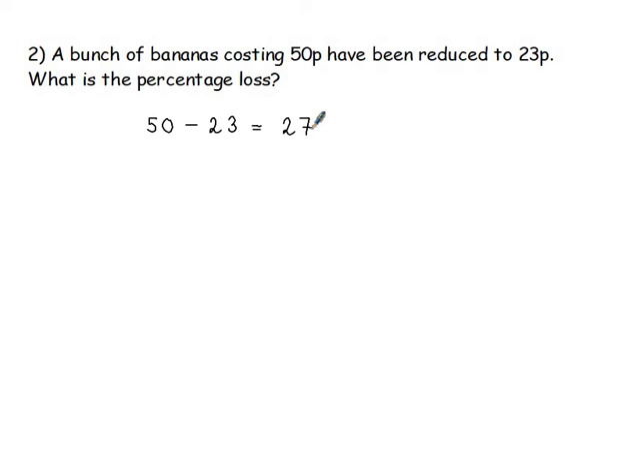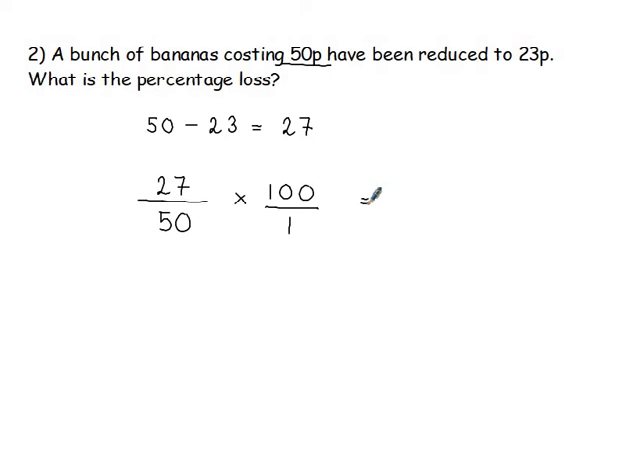Now remember our formula, change over original times by 100. So this was our change that we've just worked out, so the 27 goes on the top. The original price, what did the bunch of bananas originally cost? And they cost 50p. So the 50 goes on the bottom and you times it by 100. Again, no calculator for this question, so put the 100 over 1 and we need to cross cancel.